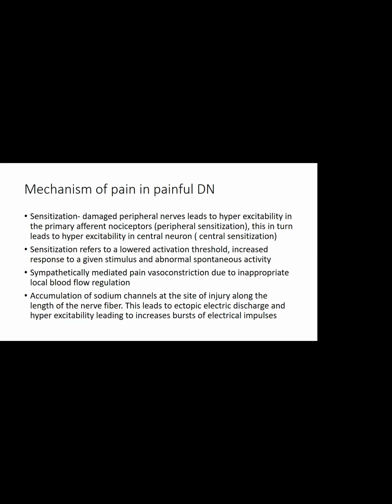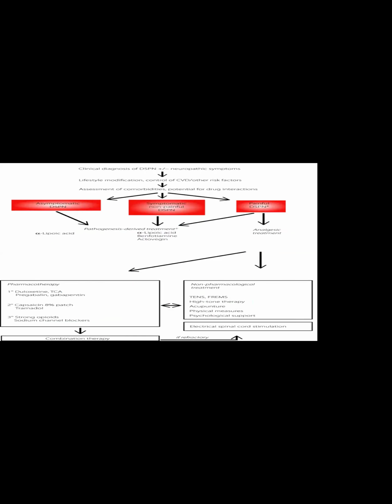So what we are just saying is that we've already talked about the pathophysiology that leads to damaged peripheral nerves. All the things we talked about, the free radicals and the hyperglycemia, cause damage to the cells of the neurons. When they are damaged, then the nerves become hyperexcited and they start discharging. That's peripheral sensitization. And this can also lead to central sensitization.